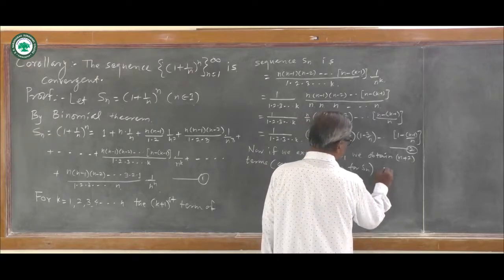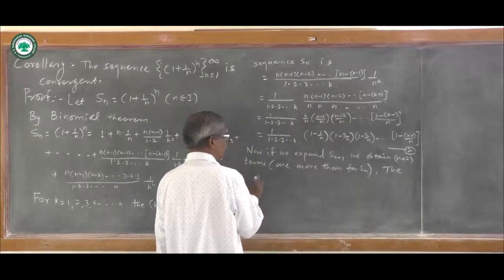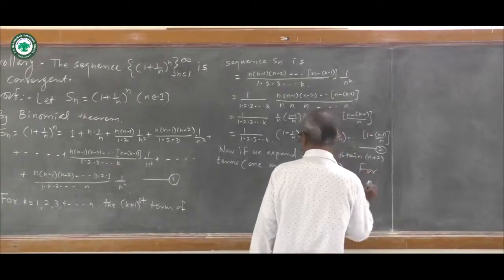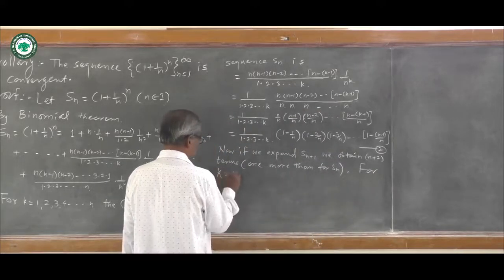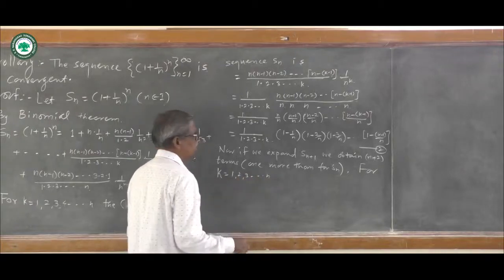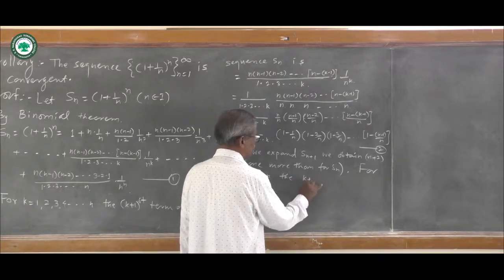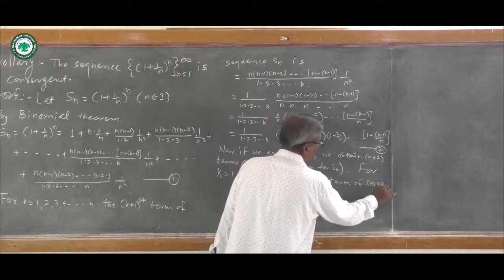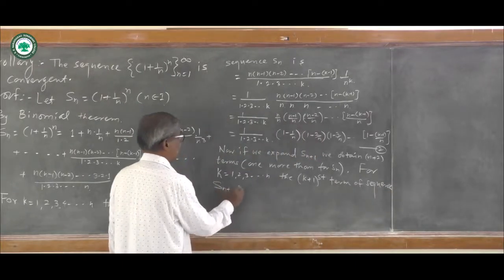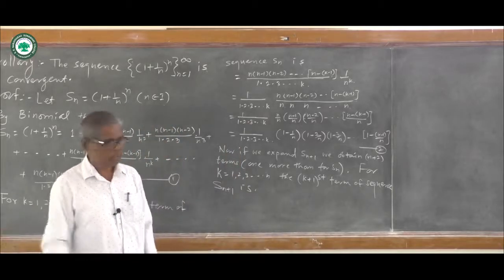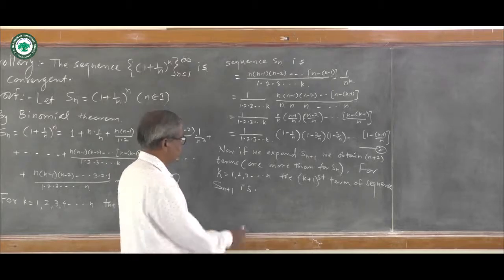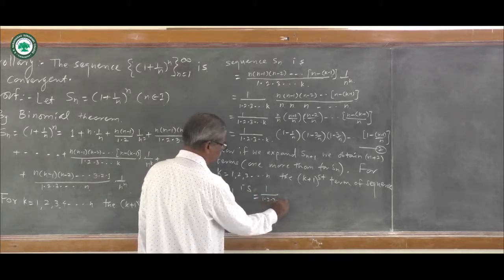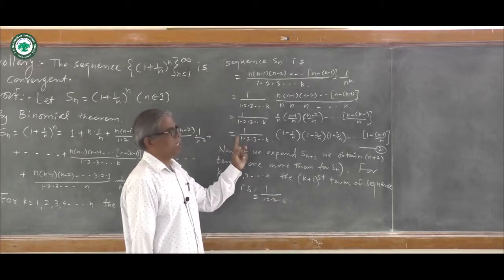Therefore, for k is equal to 1, 2, 3 and so on n, the k plus first term of the sequence Sn plus 1 is equal to 1 upon 1 into 2 into 3 and so on up to k, into the same product as in Sn. This is the k plus first term of Sn.